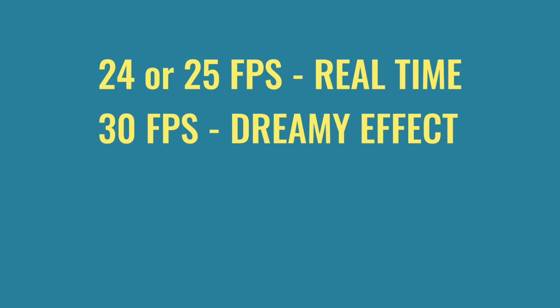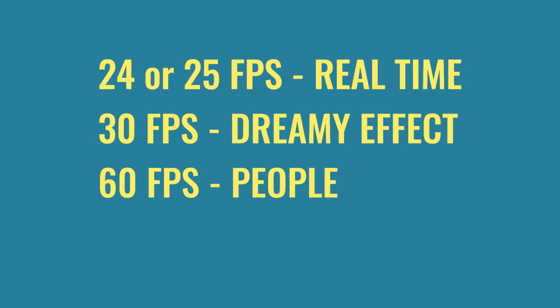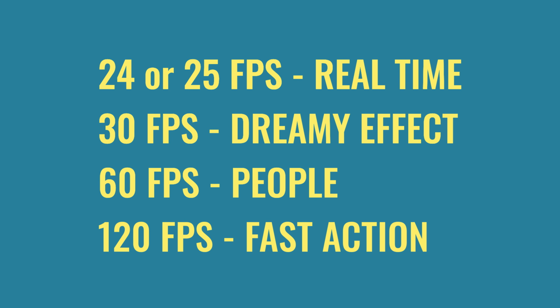So if you're asking me which frame rate you should use, then I would say 24 or 25 for real-time footage, 30 if you want to slow down without people noticing it, but it gives your footage a slight dreamy effect, and then 60 frames per second for slowing down people walking around and things like that, like you saw in my last sequence, and then 120 frames per second for slowing down fast action.